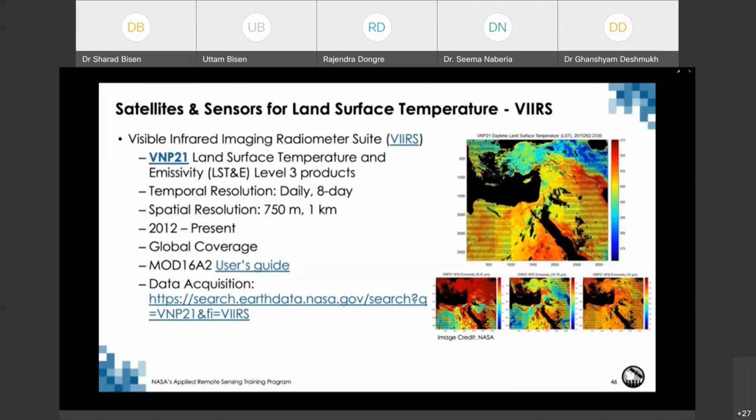The spatial resolution of the science products is 750 meters and 1 kilometer. Global data coverage can be acquired from the VIIRS sensor from 2012 to the present. The links below provide more description of the algorithms and how the data products were created, as well as a link to the NASA Earth Data Search, where data can be explored and downloaded.